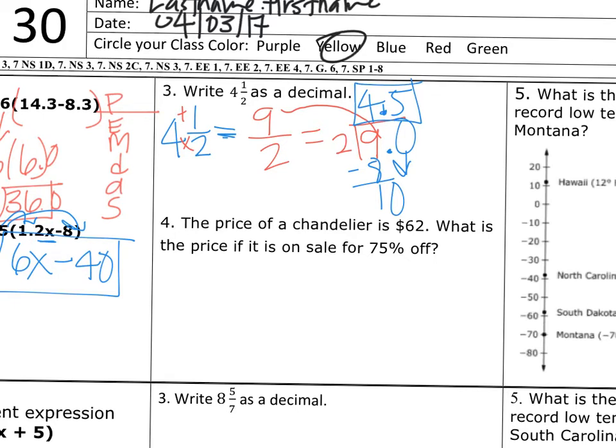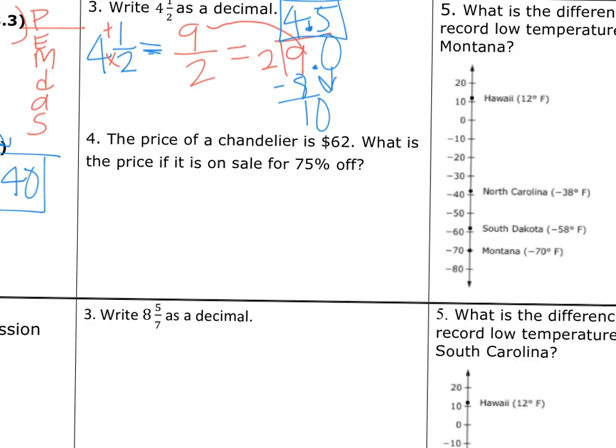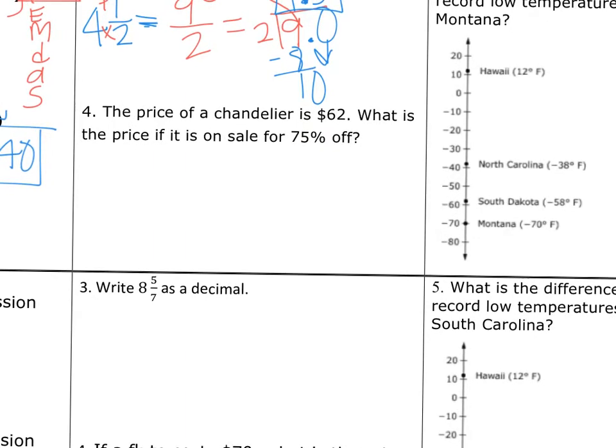Now number 4 is a little tricky. It seems a little easy, but you have to remember the last step. I think that the last step is where a lot of you guys might get confused. So it says the price of the chandelier is $65. I'm sorry, $62. What is the price if it is on sale for 75% off? So we have the chandelier is $62, okay?